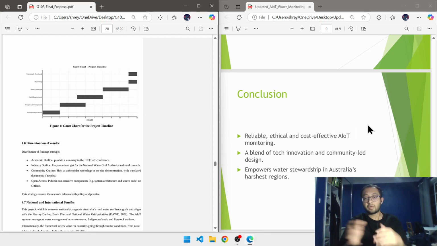In order to conclude, I would just like to say that the solution that we have presented in this research proposal to solve the problem that Australia is currently facing on such a large level is reliable, ethical, and most importantly, cost effective. It blends tech innovation and community led design to empower water stewardship in Australia's harshest regions.